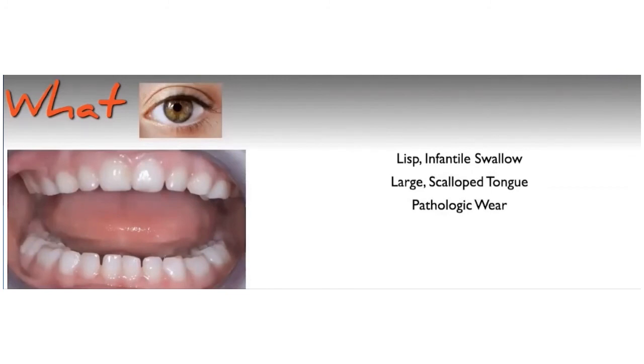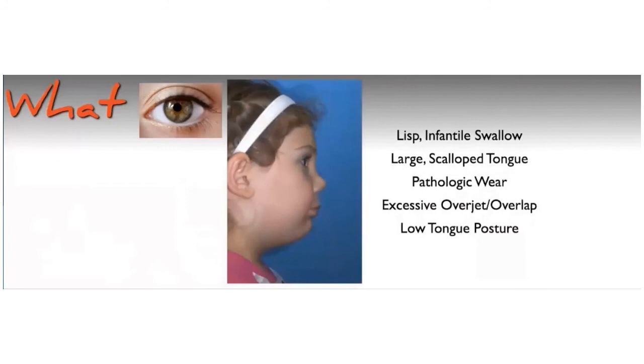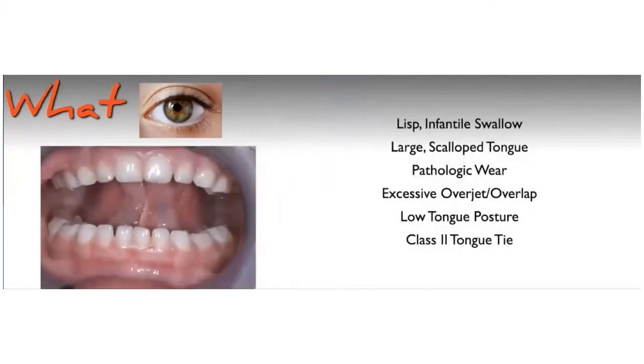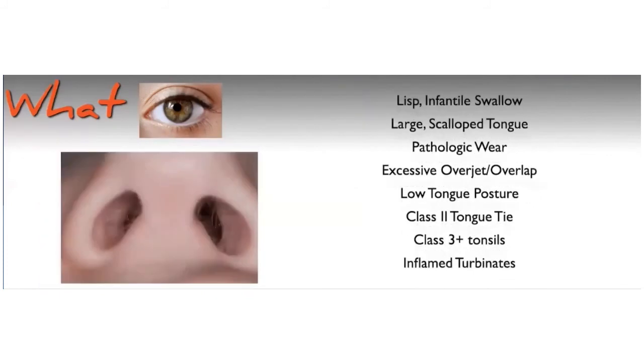I'm seeing that she has a lisp, that she has an infantile swallowing pattern, which means she moves her tongue back and forth as she swallows, rather than swallowing food the way that she should. She has a very large tongue, a very scalloped tongue, and she has pathologic wear on her teeth. I'm also seeing some excessive overjet and overlap. I'm seeing a low tongue posture when I look at her from the sagittal perspective. I look in and I see a class 2 tongue tie on her, class 3 plus tonsils. And when I look up her nose, I see inflamed turbinates.